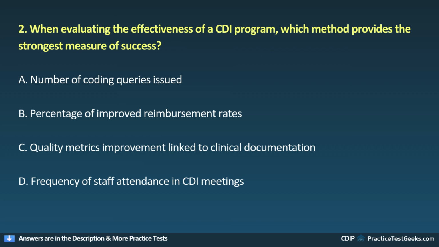2. When evaluating the effectiveness of a CDI program, which method provides the strongest measure of success? A. Number of coding queries issued. B. Percentage of improved reimbursement rates. C. Quality metrics improvement linked to clinical documentation. D. Frequency of staff attendance in CDI meetings.